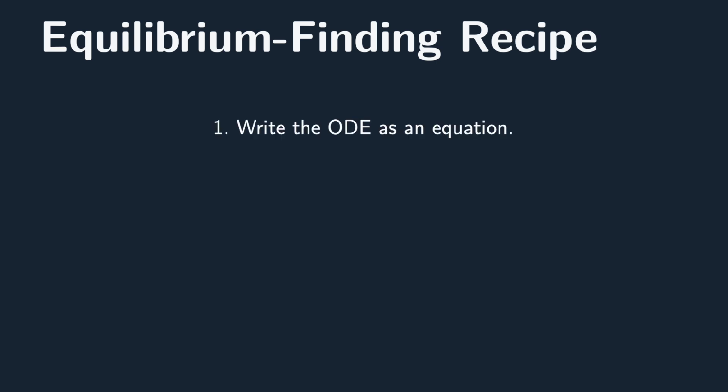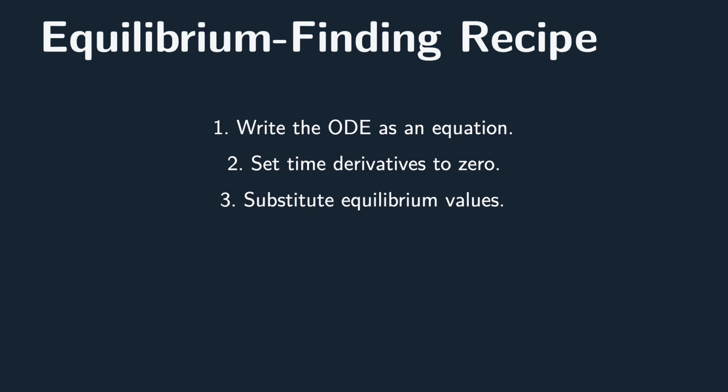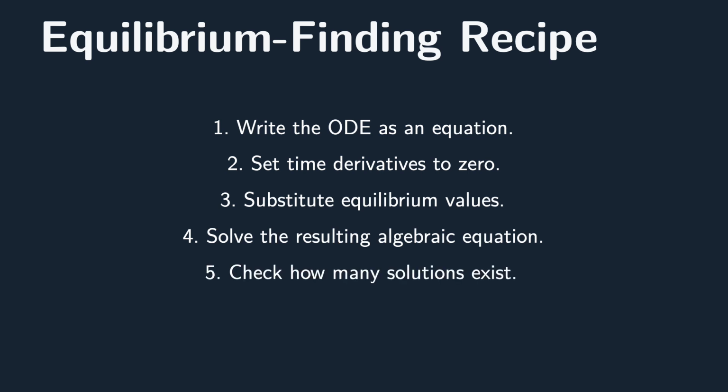First, start with the ODE you want to analyze. Second, set the time derivatives to 0, because at equilibrium the system is not changing. Third, substitute the equilibrium values such as xe and ue. For larger systems, there may be several system variables and several inputs, so all equilibrium values have to satisfy the equation simultaneously. Fourth, solve the algebraic equation that remains. This is similar to finding roots, but these are roots of the equilibrium equation, not characteristic roots. Finally, check which solutions actually exist.